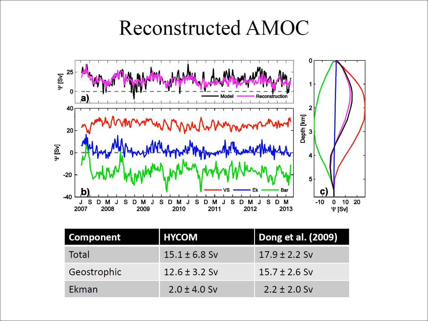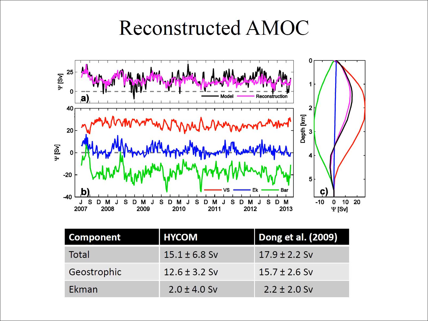So, to reconstruct the AMOC, this is a validation of our method of reconstruction. We see that in black is what we estimate for the AMOC from the model velocities, and in magenta is the total reconstruction. So we see that it's pretty much on top. And of course, it has this high frequency variability here that could be due to an ageostrophic part of the flow that can't be resolved by this methodology.